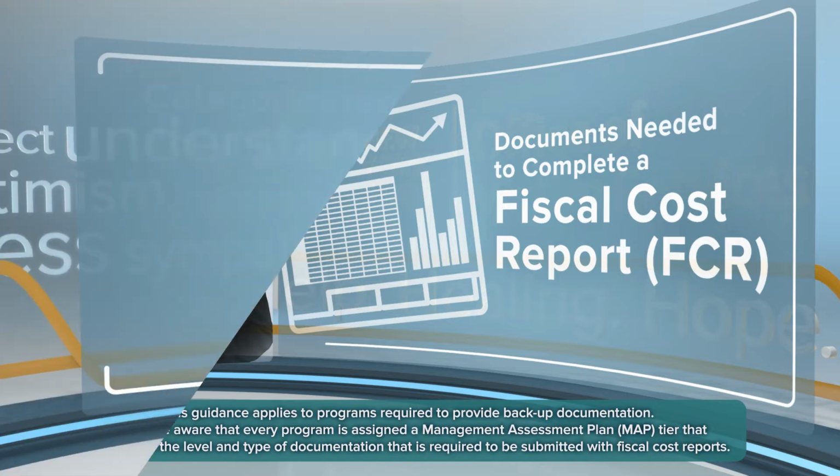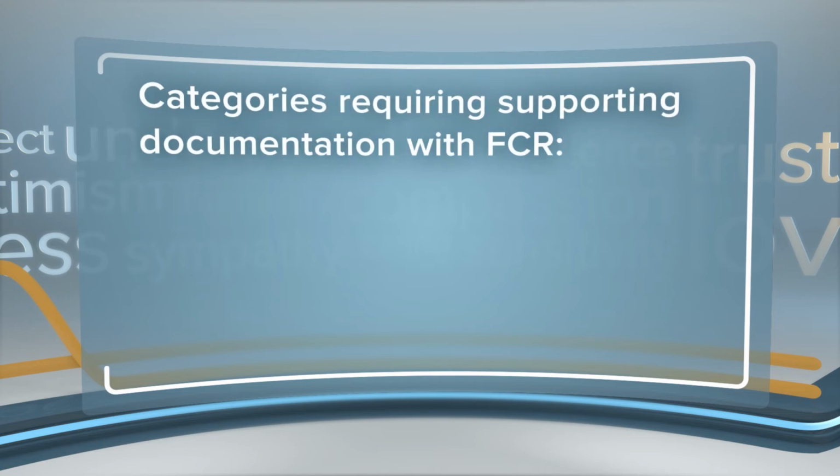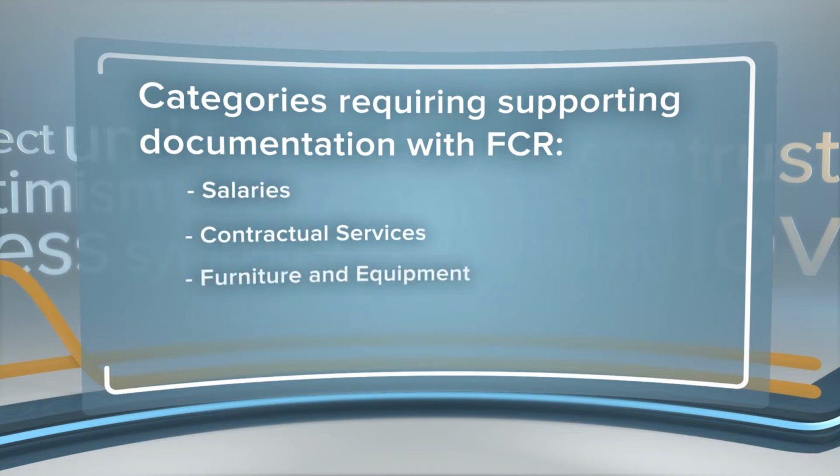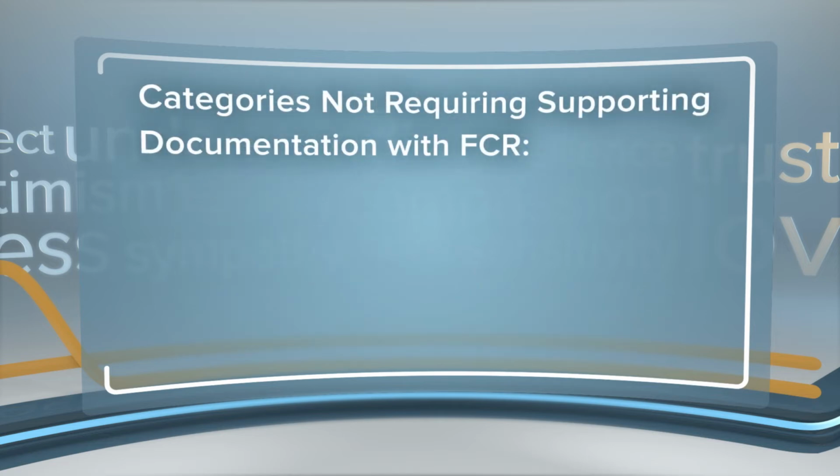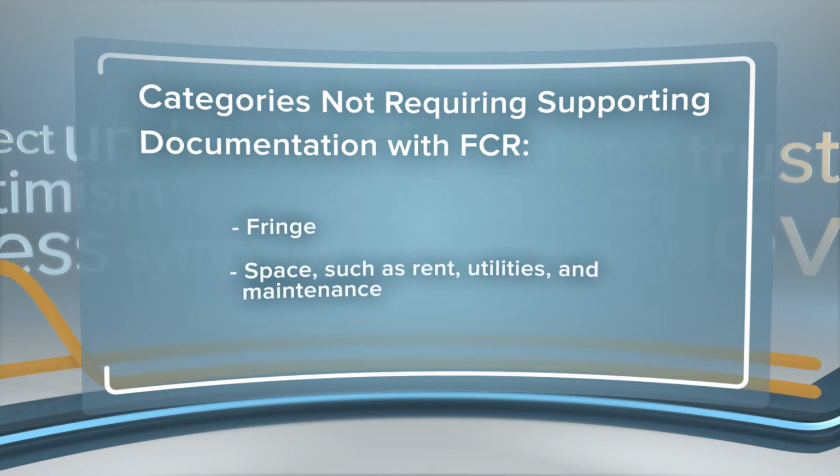in payment. The following categories require supporting documentation be submitted with the FCR: salaries, contractual services, furniture and equipment, travel and training, and operating expenses, excluding indirect costs or de minimis rate. The following categories do not require supporting documentation be submitted with the FCR: fringe, space such as rent, utilities, and maintenance. Let's dive a little deeper on what the required documentation might look like.